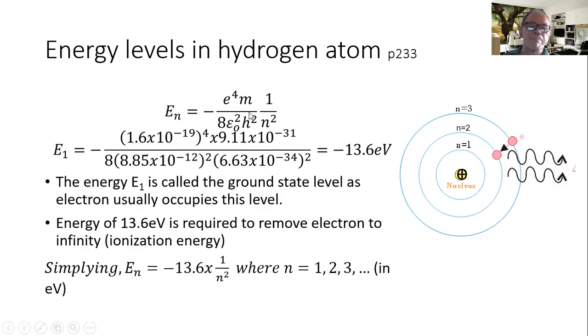So we can replace this one as 13.6, and then negative sign, times 1 over n squared. Then our n equals 1, 2, 3, and so on.